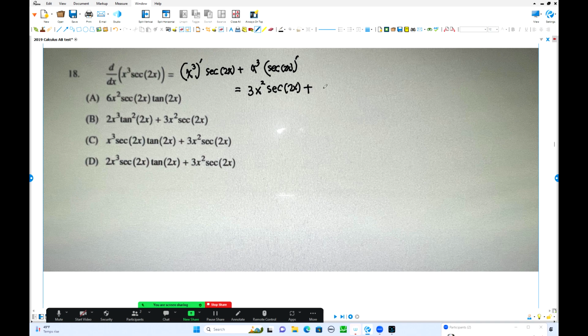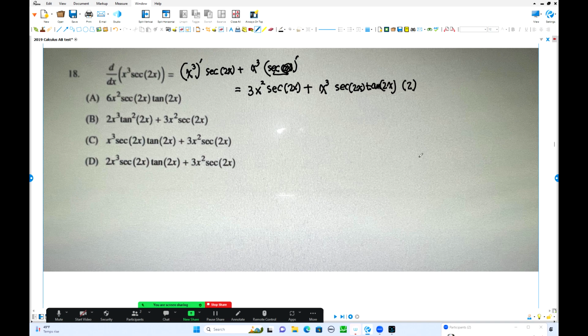Okay. Second term is x cubed, don't touch. Now this one, secant 2x, needs the chain rule. There are two chains there. Secant 2x derivative is what? Secant 2x tangent 2x. But inside the 2x again, we take the derivative of 2x, which is 2, right? That's it.